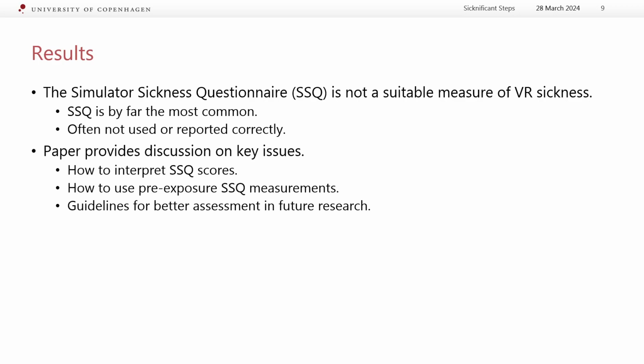Second, we found that the simulator sickness questionnaire is difficult to use, and the scores are often not reported correctly. We found several instances of incomplete scores, incomplete reporting, incorrect calculation of the scores, inconsistent procedures, and more. As a solution, we provide a comprehensive discussion on how to interpret simulator sickness questionnaire values and how to use the simulator sickness questionnaire if you must. However, we also stress that using the simulator sickness questionnaire should be avoided where possible, as it is not a good measure of VR sickness in modern virtual reality systems.